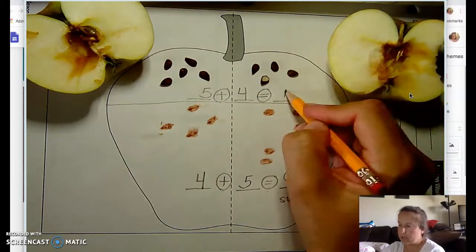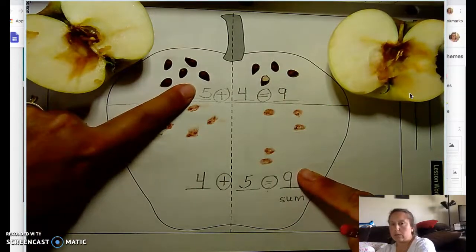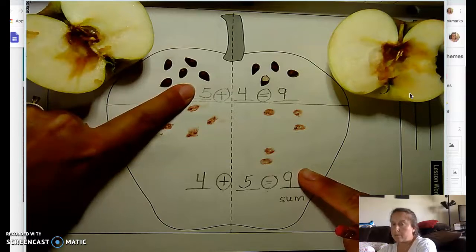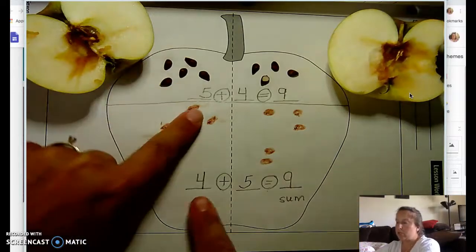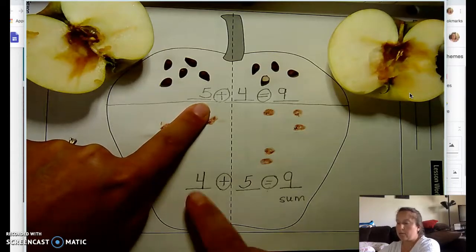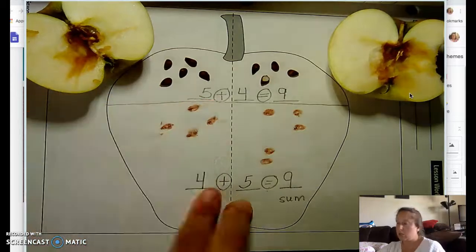It's 9. How are these 2 number sentences different? They are different because, pause me to talk about it. All right, now let's find out the answer. Notice how this is a 5 first and then a 4 first down here. What we did was we switched the numbers.